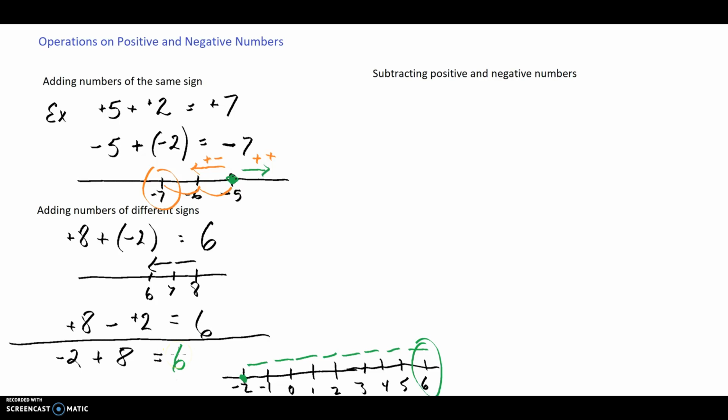So there are many different ways to visualize it or to figure it out, but just remember you're at a starting point. If you're adding a positive, you go right. If you're adding a negative, you go left. That's addition.